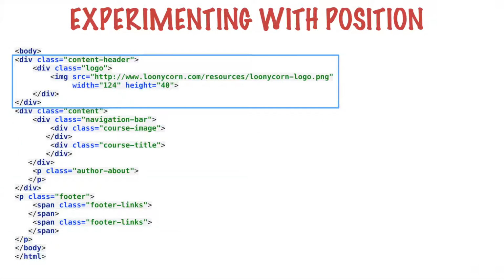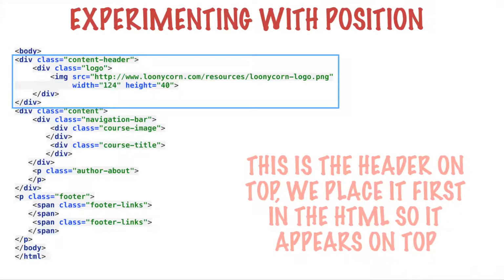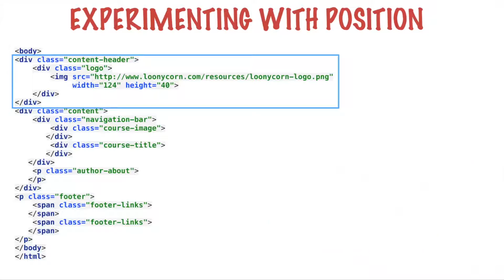What's new is the content header. This is the header of the page that we've just added, and within it is the logo. This is the header right on top. We place it as the very first part within the body element so that it appears first. Remember that HTML renders the elements from top to bottom. We want the header to appear on top, which is why we place it as the first element. So right after the body tag comes the header tag.